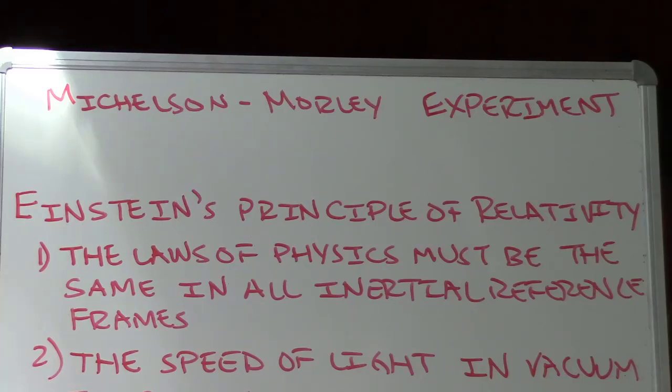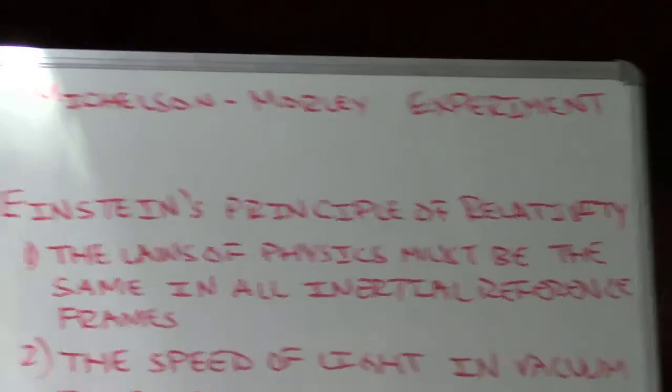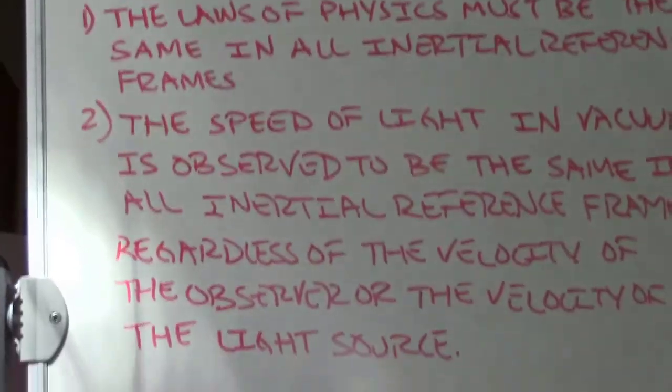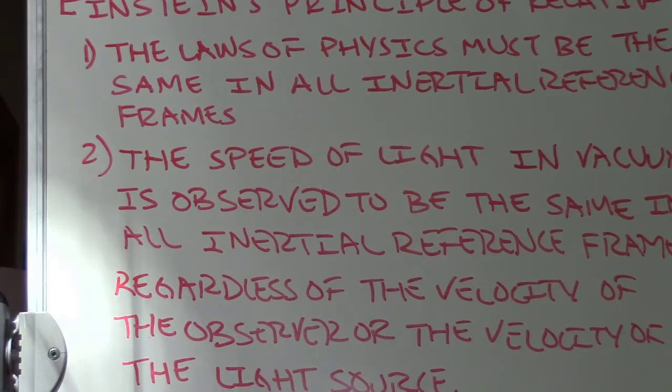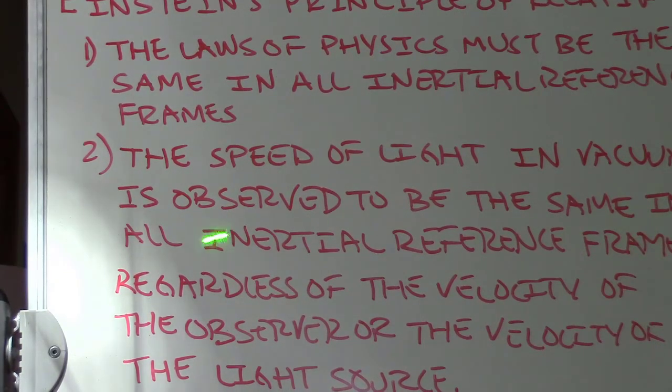That doesn't sound terrible. The second one, I would argue, is somewhat tied up in the first. The second is that the speed of light in vacuum is observed to be the same in any inertial reference frame, regardless of the velocity of the observer or the velocity of the light source. Definitely the Michelson-Morley experiment predates Einstein's publication. I don't know how aware of this he was, though.